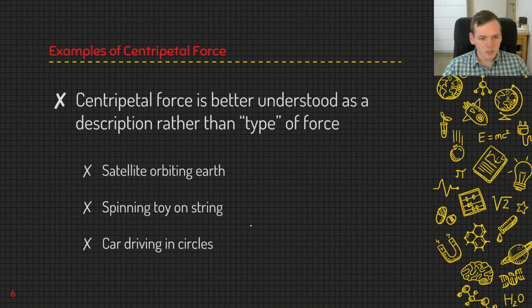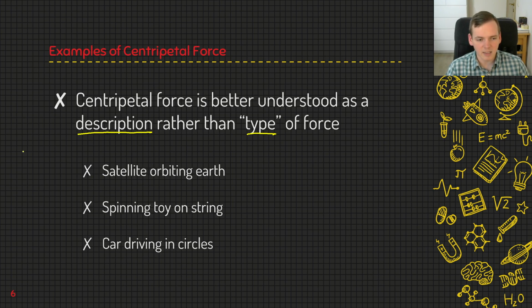So let's talk about a couple examples of this. Because centripetal force is a little different than what we've talked about before. It's better understood as a description rather than a type of force. So we talked about a bunch of different examples of forces before. The spring force, the gravitational force, the normal force, the strong nuclear force. Those are all kind of types of forces. They're the result of interactions of objects. This can be any one of those forces we mentioned before.